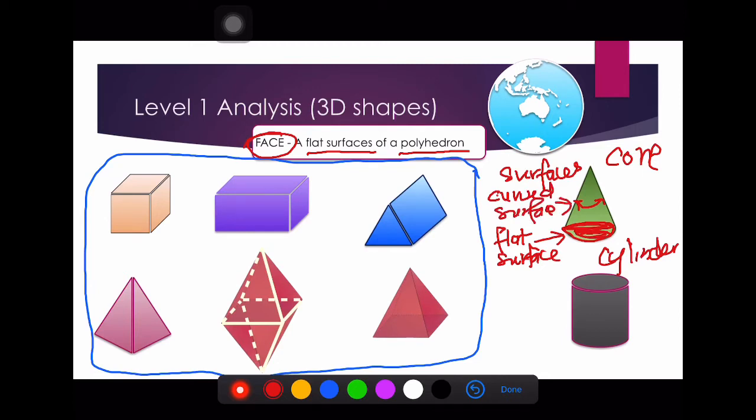Same case with the cylinder. This is flat, the bottom part is also flat, but the middle part is a curved surface. So that means a cylinder has two flat surfaces and one curved surface. So be very careful with the terms. Some books differ, so look at the textbook or reference book that you'll be using.